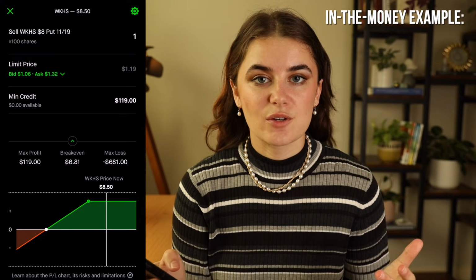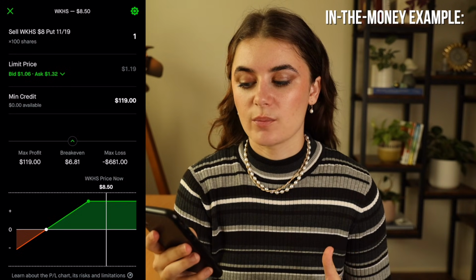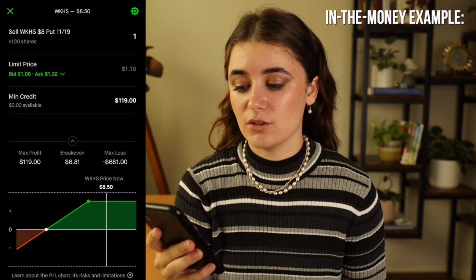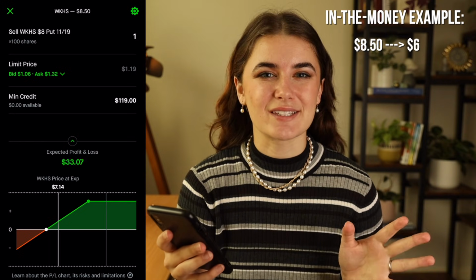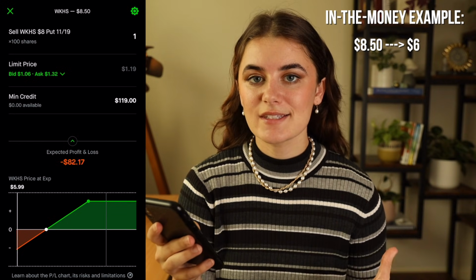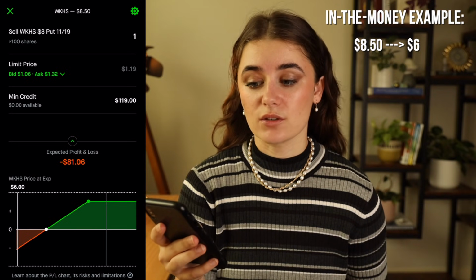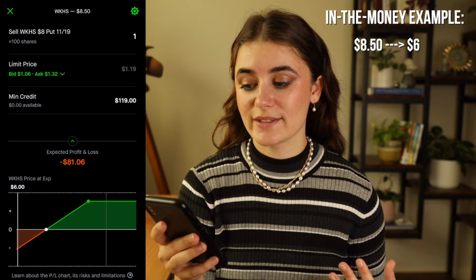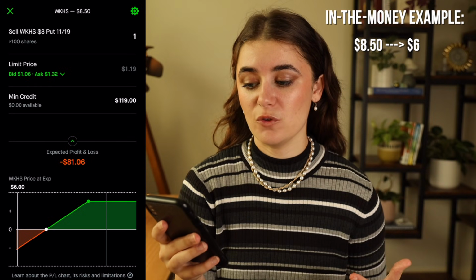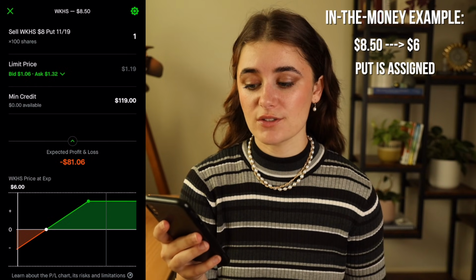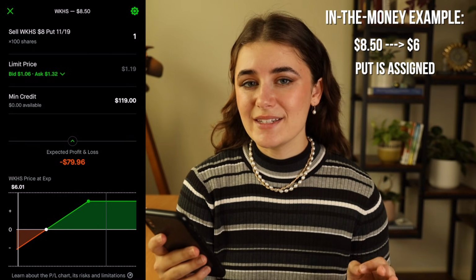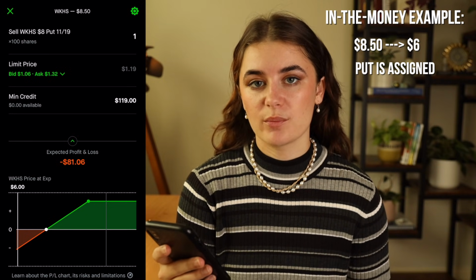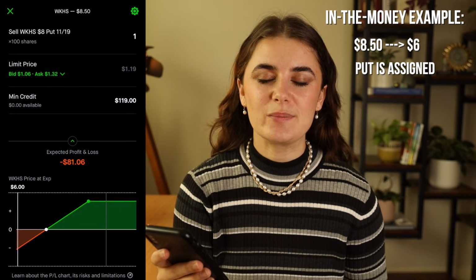Okay, so moving on to the in the money scenario. Let's assume that our prediction that Workhorse's stock price would not decrease below the $8 strike price was incorrect. Let's say it actually decreased to $6 a share. In this case, since the stock price is below our $8 strike price, our option will be assigned by the buyer of the contract and we will be obligated to buy 100 shares of Workhorse stock at our $8 strike price. Assuming we immediately sell these shares for the current market price of $6, then we would experience a loss.